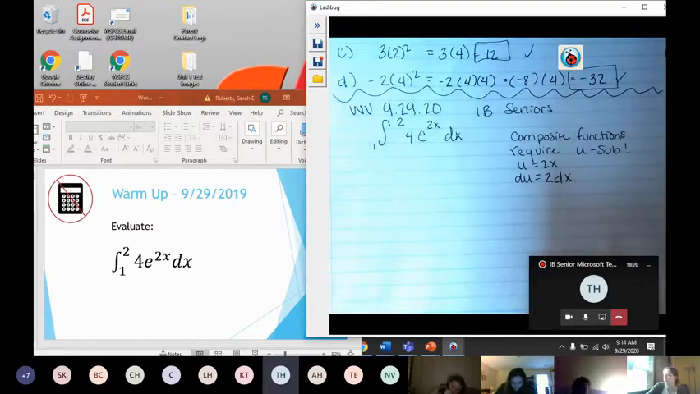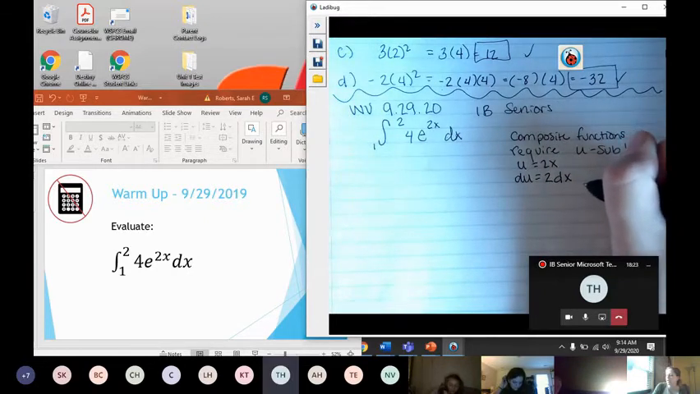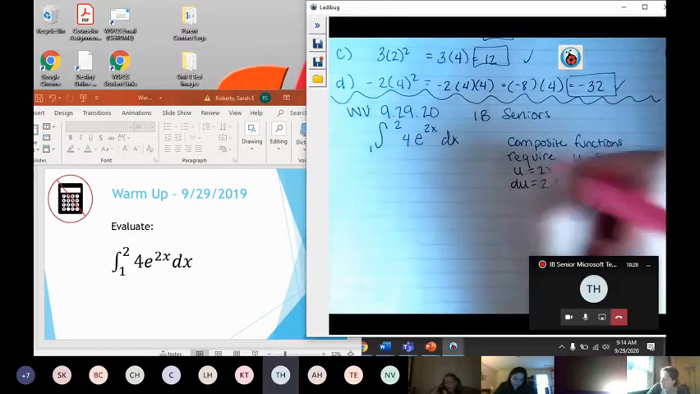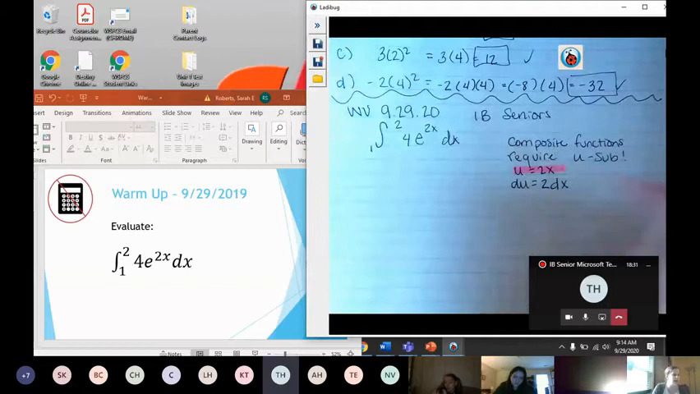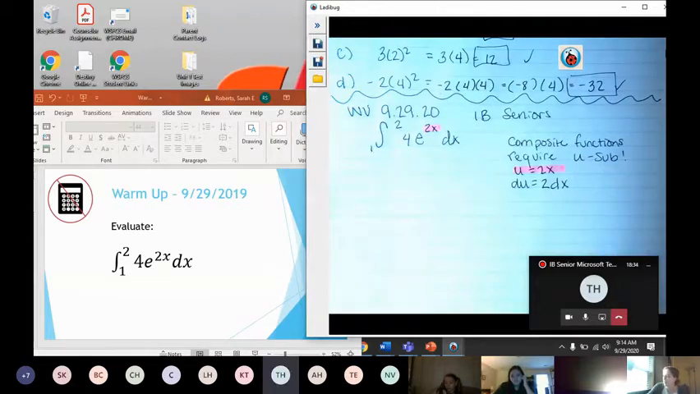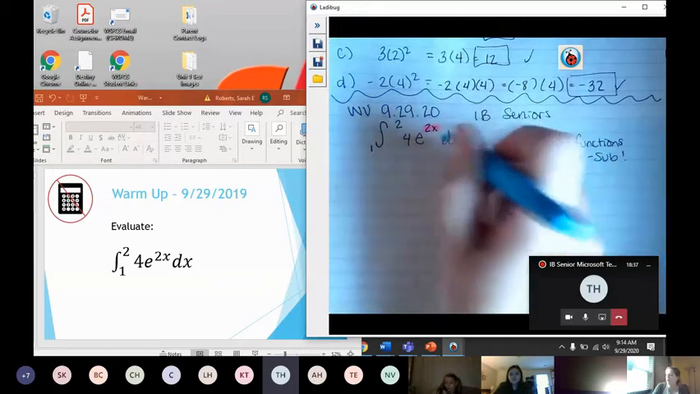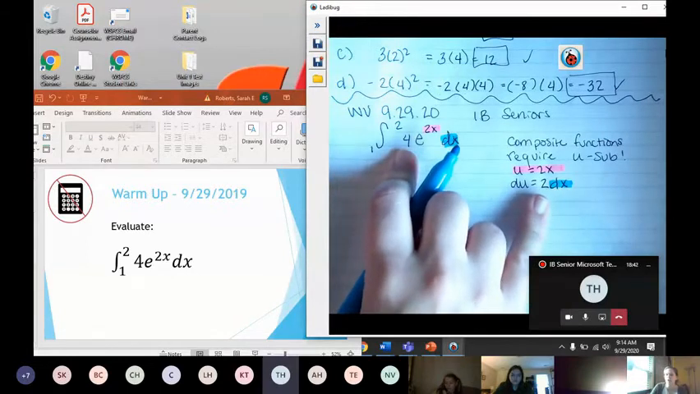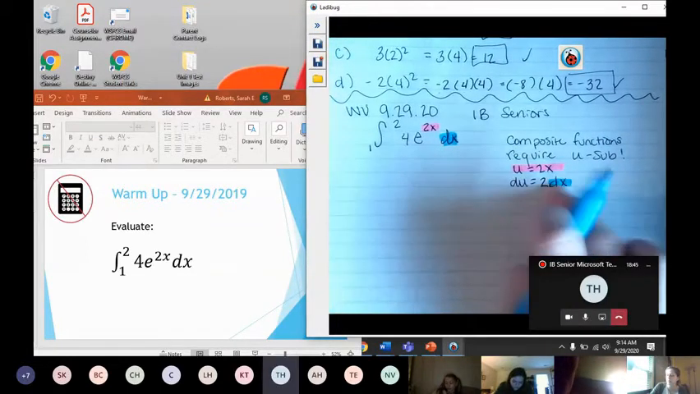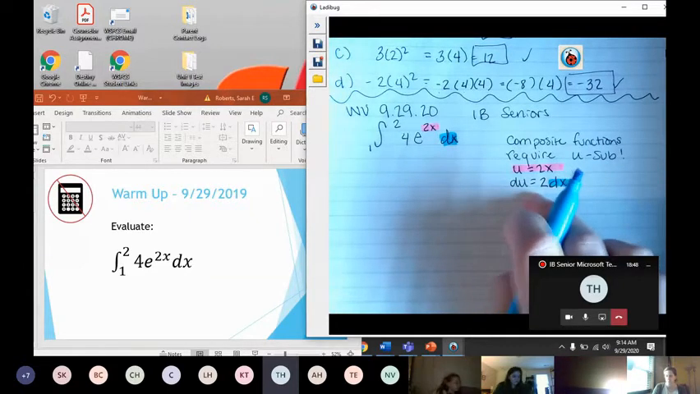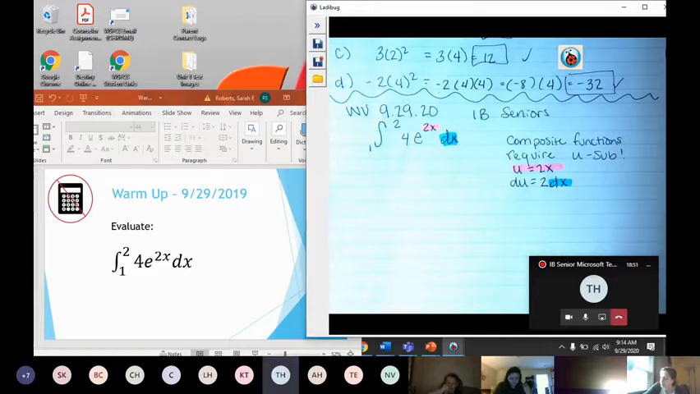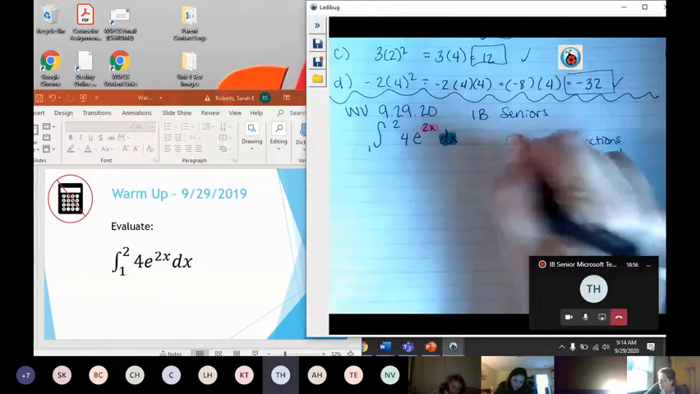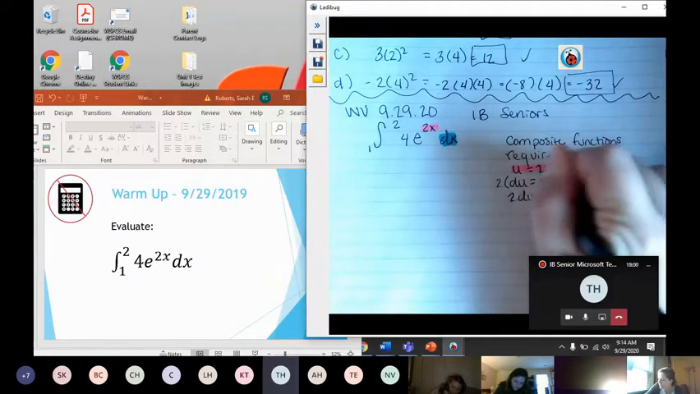Okay, so we have our U and our DU, and so we look at our function, and we see, let me get some highlighters, that this 2x matches that, and we see that we have our dx here, and the only part left in the function that doesn't really match is a 4, and here we have a 2. So what can we multiply this entire equation by to turn this 2 into a 4? 2. Yeah. So I'm going to multiply the entire equation by 2 to get that 2 du is equal to 4 dx.